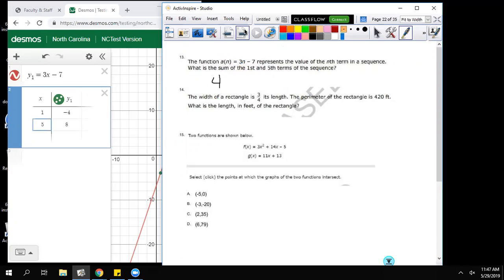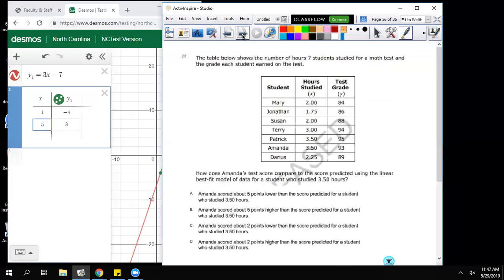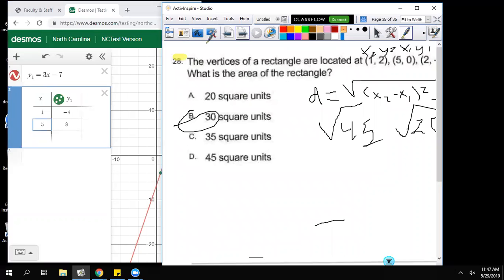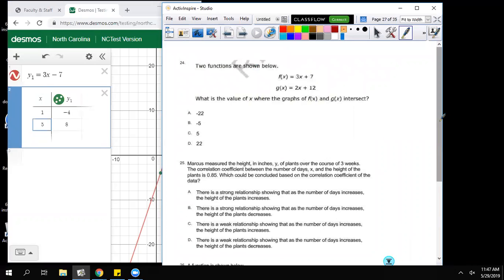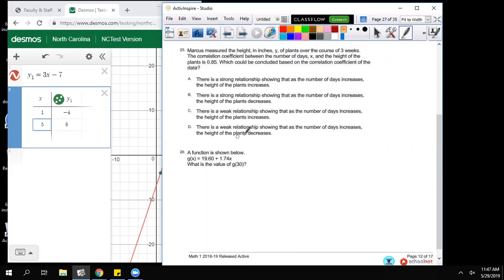Okay, so the next question we're looking at is number 26. So I'll get there and then we will talk about it. All right, so number 26 says a function is shown below. g of x is equal to 19.6 plus 1.74x. We want to know what the value of g of 30 is.